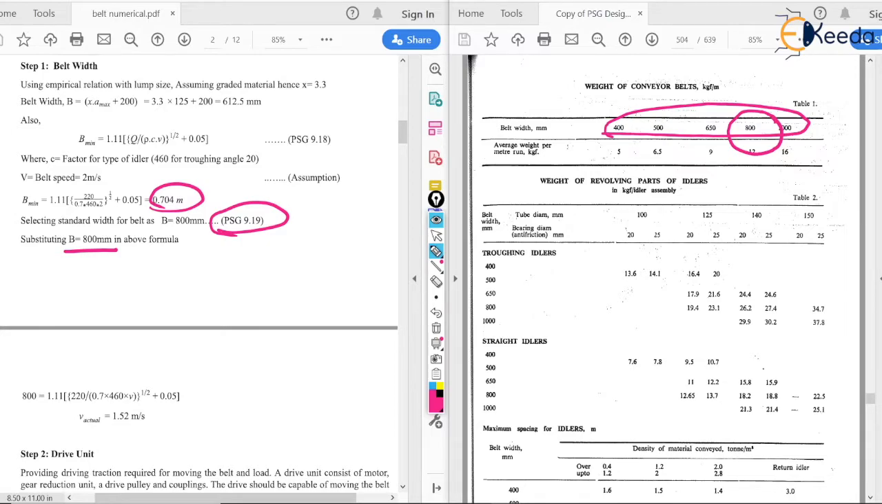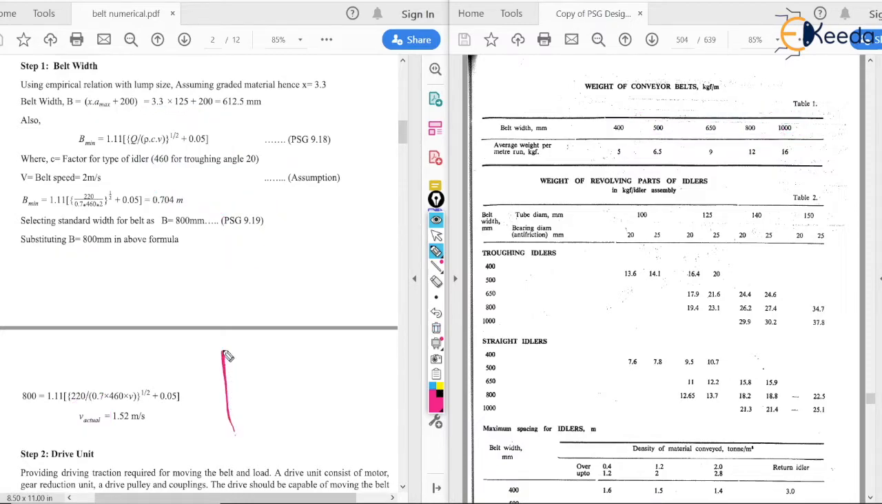So once we have selected 800, we will keep that value in this formula, and in reverse way we are going to calculate the actual speed. What we have done is we have used the same formula. Here we have kept B equal to 800 mm, and we have calculated the velocity of the belt again.